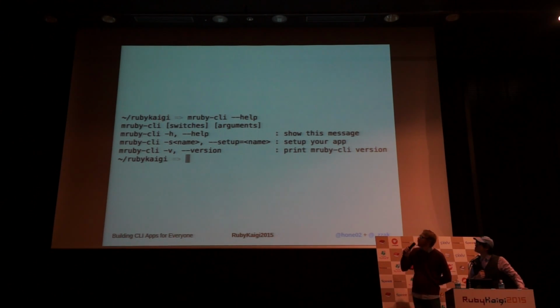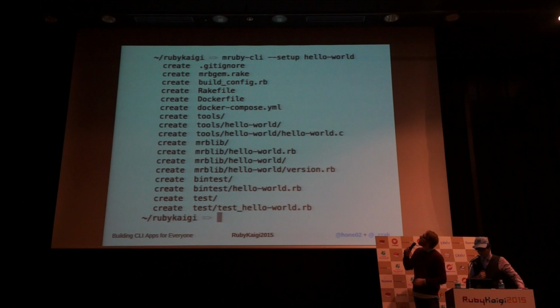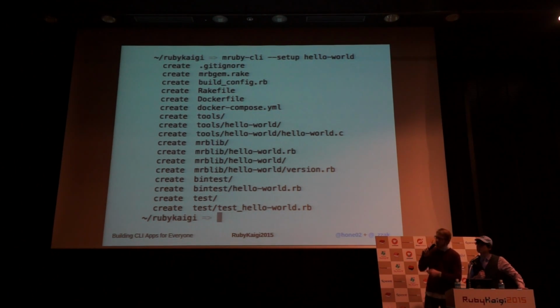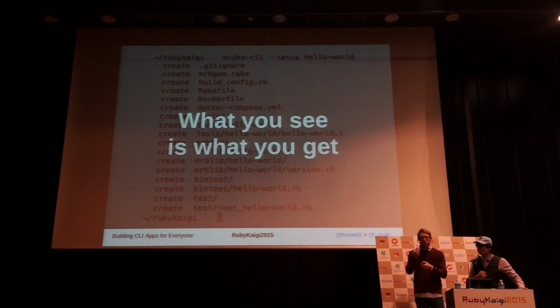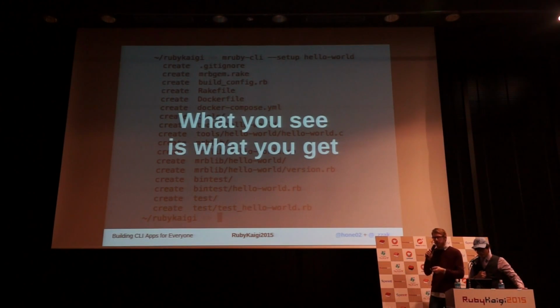And you can also see there's a setup command, and this is how we generate an application for mruby-cli. And all we have to do is pass the name here. So you can see I've created a hello world app, and this is very reminiscent of Rails new, right? Except I'm not DHH. But you can see a list of files that get created, and basically, I'm going to go over each kind of file and what they're meant for, so that you can start building your application.